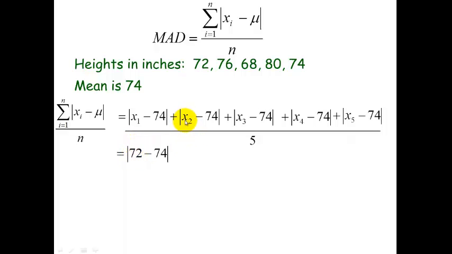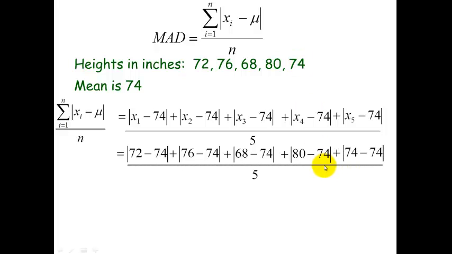x sub 2 is 76. This is our x sub 3. Replace x sub 4 by 80. Replace x sub 5 by 74. And then divide by the number of elements. In this case, we have 5.